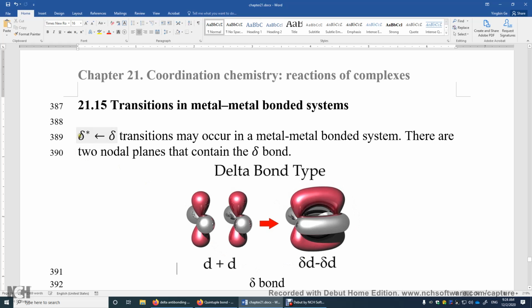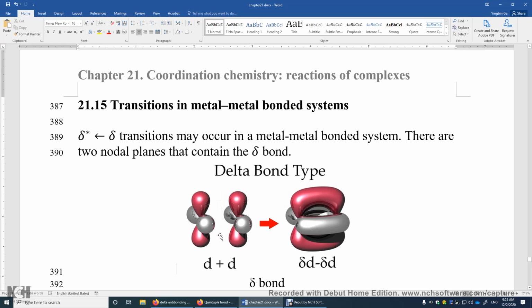So what is this delta star? It's the delta star antibonding orbital. You just need to rotate this orbital 90 degrees so that this is going to be silver, red. And then when these two are close to each other, you have a nodal plane in the middle. Silver, red, silver, red, silver. Again, there's a nodal plane in the middle. This is going to be the third nodal plane in this orbital.